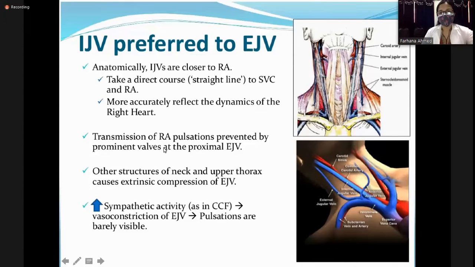Other structures of the neck and upper thorax cause extrinsic compression of the external jugular vein. That is why, in spite of being superficial, we are not choosing the external jugular vein to examine the right heart pressure. Moreover, increased sympathetic activity causes vasoconstriction of the external jugular vein, and the pulsation may not be seen, especially in case of congestive cardiac failure. That is the reason why we choose the internal jugular vein over the external jugular vein.